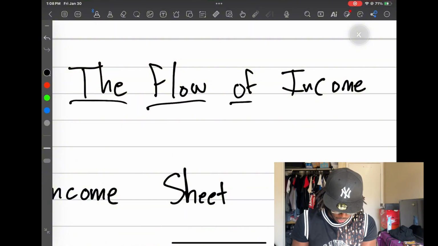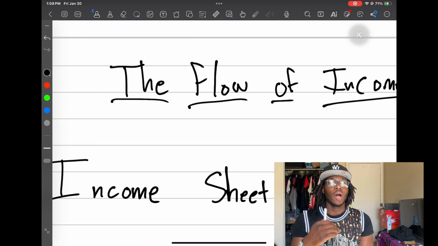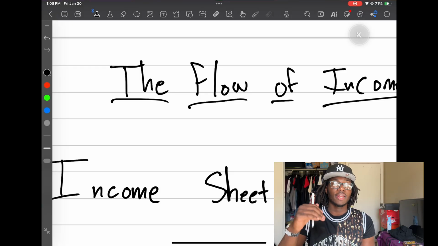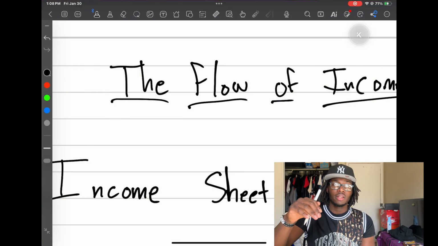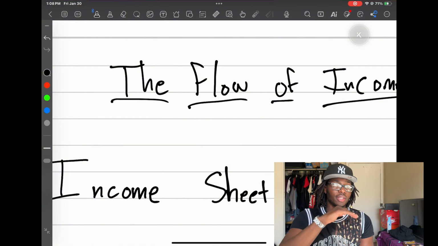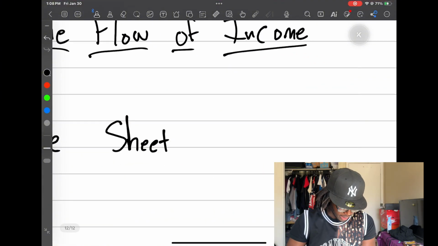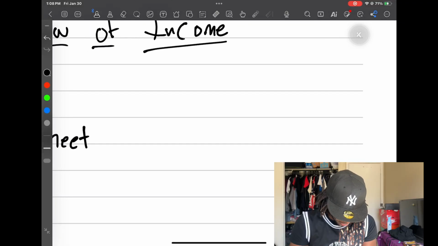What the flow of income basically is, is how efficiently you can make your expenses less than your profit. Basically, how easily your profit can outpace your expenses. So we got an income sheet and then a balance statement.